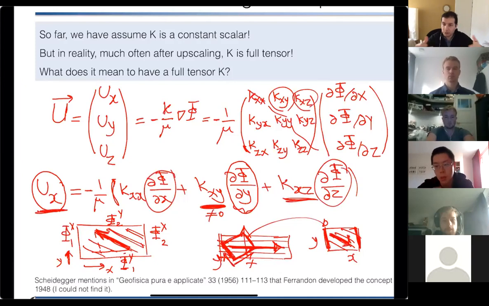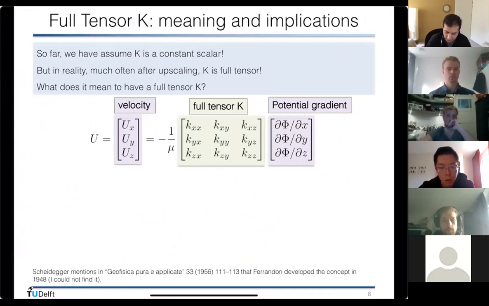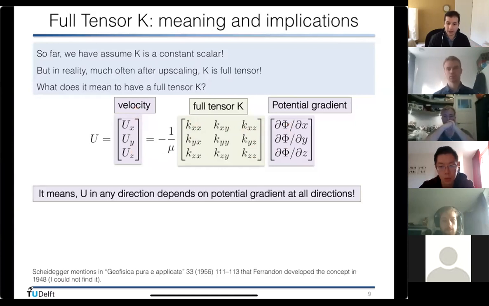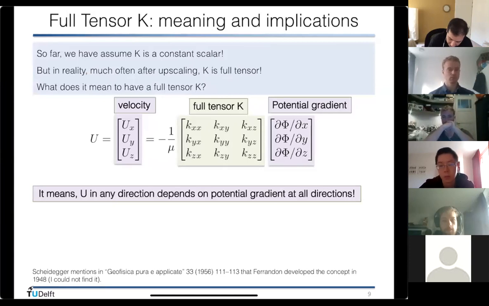This happens. Now it becomes more clear if I proceed with this course. And you see here, let me just go back. This is exactly in the written form. Your velocity, x, y, z, will have kxx, kxy, kxz, and so on times the potential gradient. That's the typed text of what I just drew with my pen for you. And now this means that you have x velocity in any direction, like x would depend on potential gradients generally on all directions if these terms are non-zero.